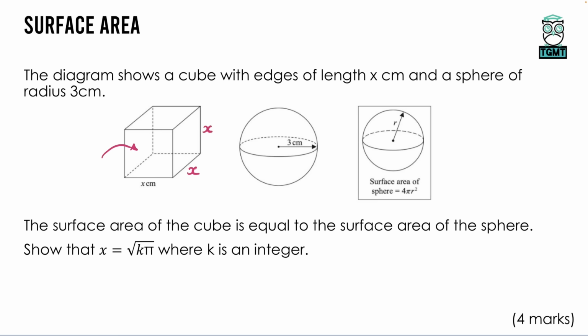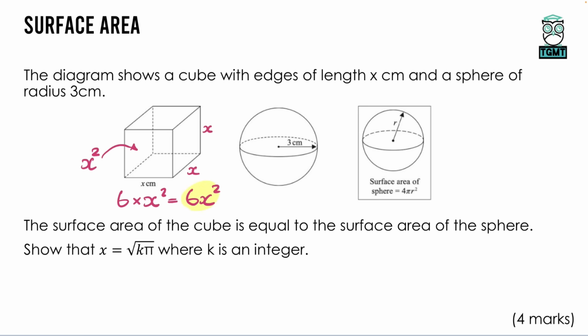So the area of the front square would be x times x, which would be x squared. On a cube, there are 6 faces, so we would do 6 multiplied by x squared, which is equal to 6x squared. So that is the surface area in terms of x of the cube.